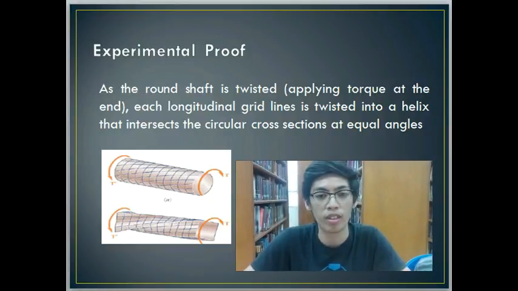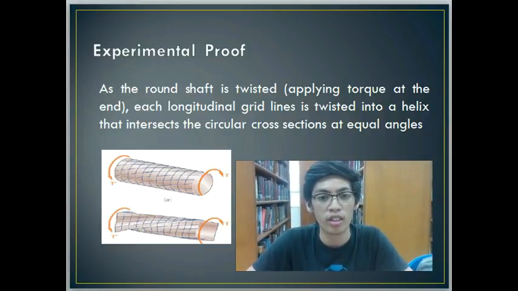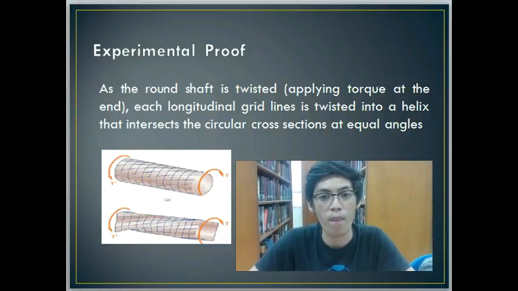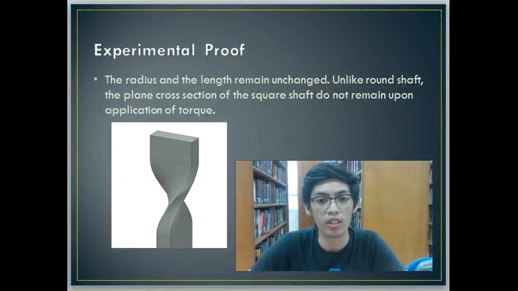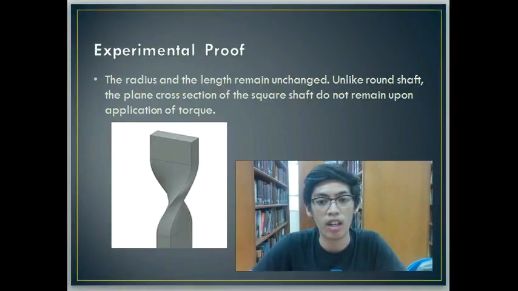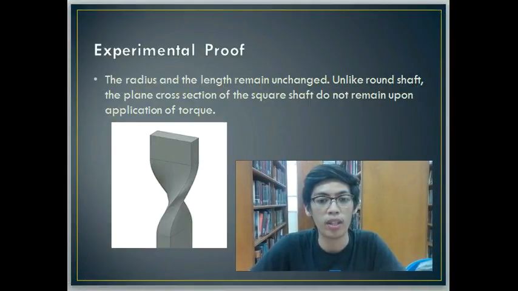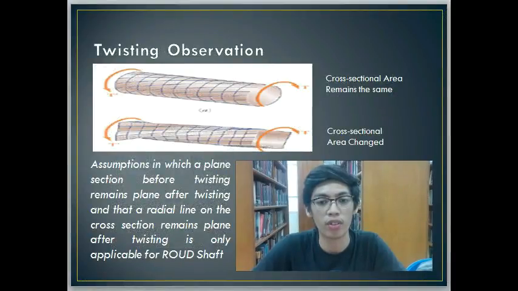In the figure shown, the round shaft is twisted by applying torque at the end. Each longitudinal grid line is twisted into a helix that intersects the circular cross sections at equal angles. Still, the radius and the length remain unchanged. Unlike a round shaft, the plane cross section of a square shaft will not remain plane upon the application of torque.